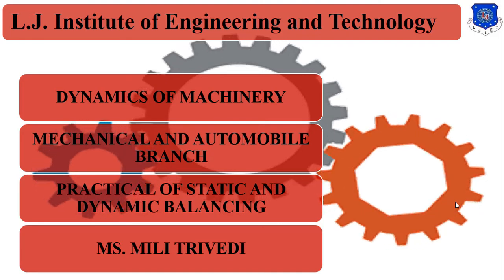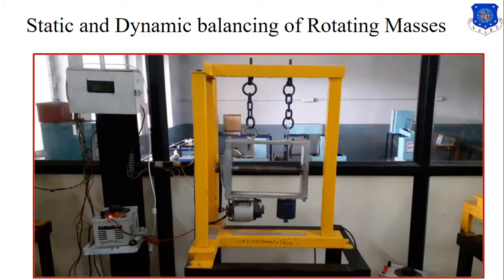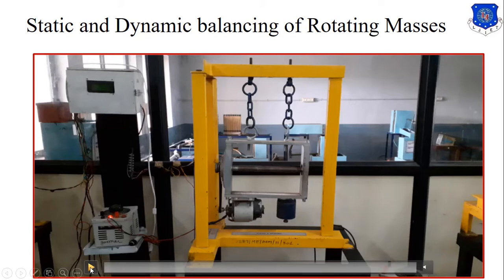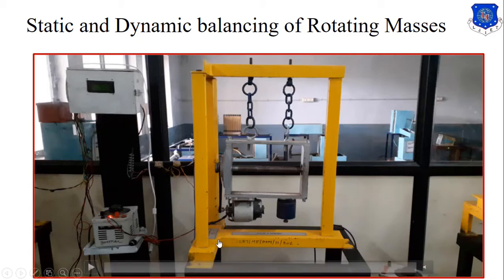This static and dynamic balancing practical comes in the dynamics of machinery subject. So let us start our practical. What is the aim of this practical? The aim of this practical is static and dynamic balancing of rotating masses. So here we have to consider the static and dynamic balancing of rotating masses. Particularly it will show us how to balance the system or how to find out the unbalance of the system. So basically it is this only.